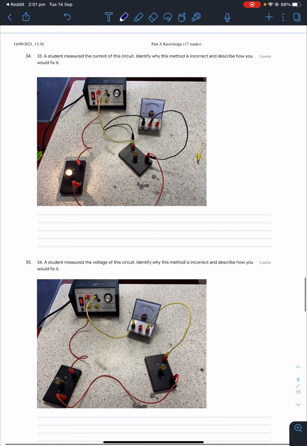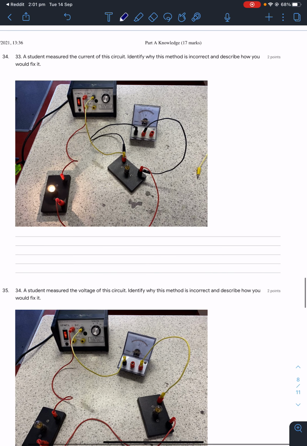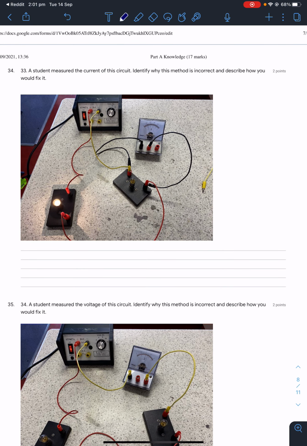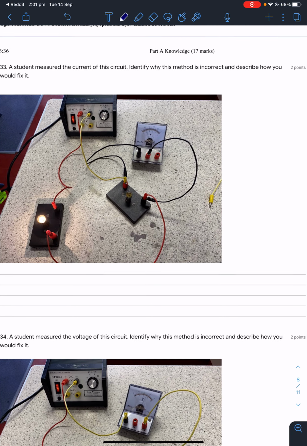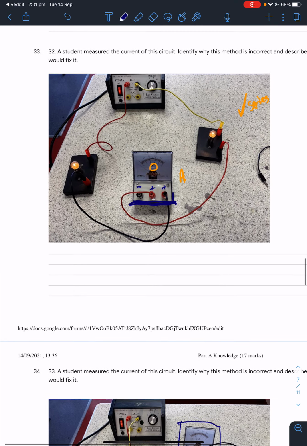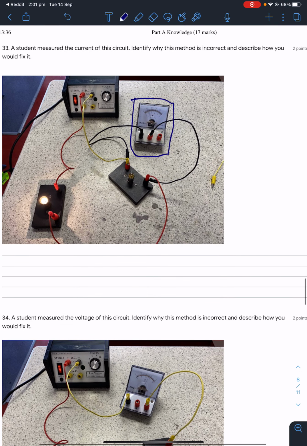Okay, this question here. A student was measuring the current of the circuit. Identify the method, why it's incorrect, and how would you fix it. Here's the ammeter. You use an ammeter to measure a current, and what do you do? You wire it in series. So this one was wired incorrectly in series, but look at this one here.